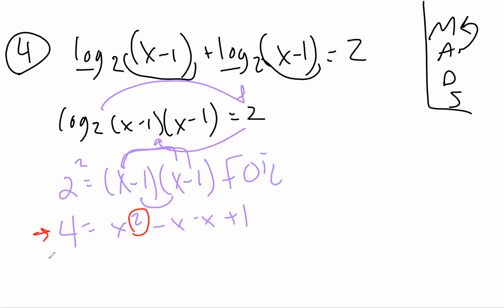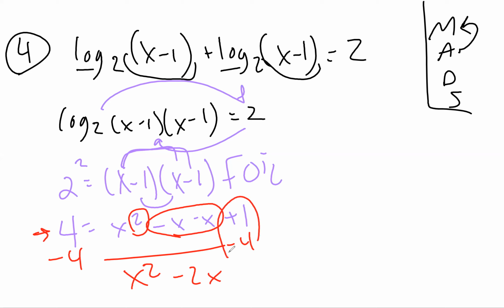Okay, so that means I need to take this 4 and scooch it over. And so I'm going to have x squared. These x values will combine and give me negative 2x. And then 1 minus 4 is negative 3. And that's going to be set equal to 0.